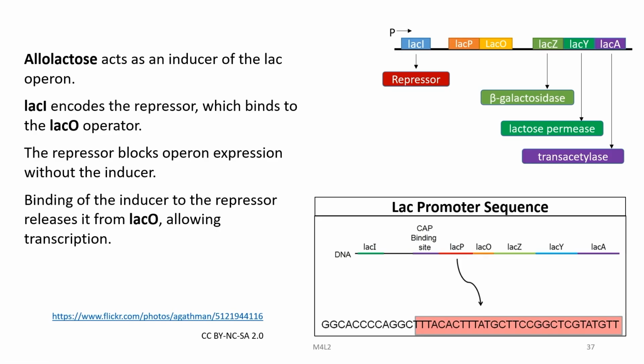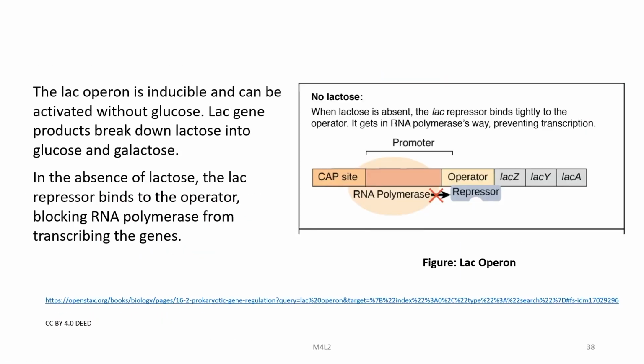Allolactose acts as an inducer of the LAC operon. LAC-I encodes the repressor, which binds to the LAC-O operator. The repressor blocks operon expression without the inducer. Binding of the inducer to the repressor releases it from LAC-O, allowing the transcription to proceed. The LAC operon is inducible and can be activated without glucose. LAC gene products break down lactose into glucose and galactose.